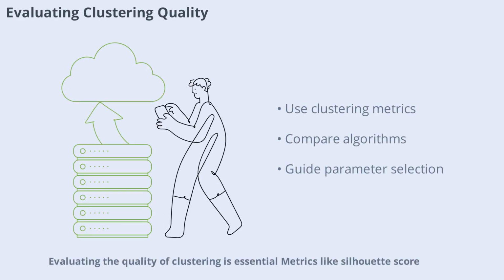Evaluating the quality of clustering is essential. Metrics like silhouette score, Davies-Bouldin index, and adjusted Rand index measure how well clusters are formed.